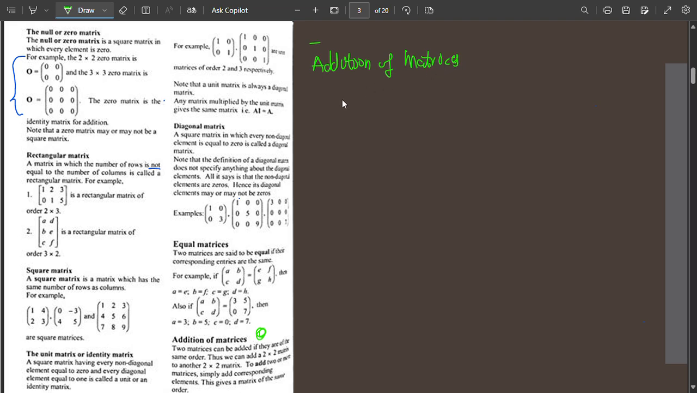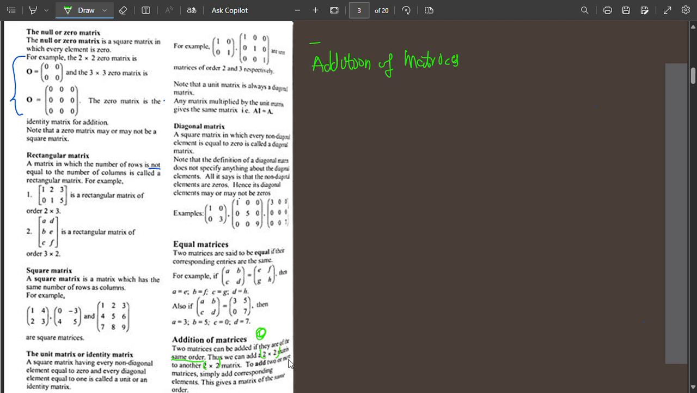Right. How do we add matrices? Two matrices can be added if they are of the same order. So we should keep this in mind. If they are of the same order. Thus we can add a 2 by 2 matrix to another 2 by 2 matrix.